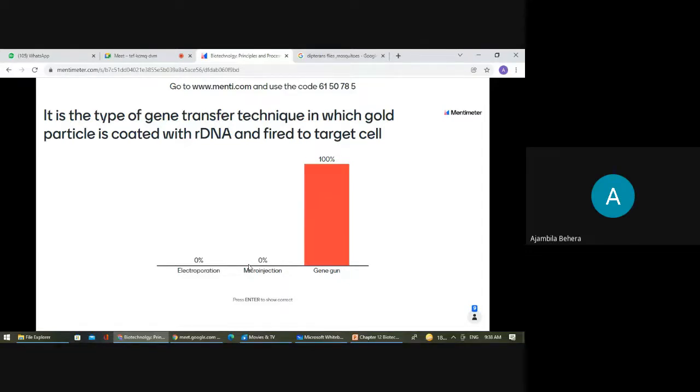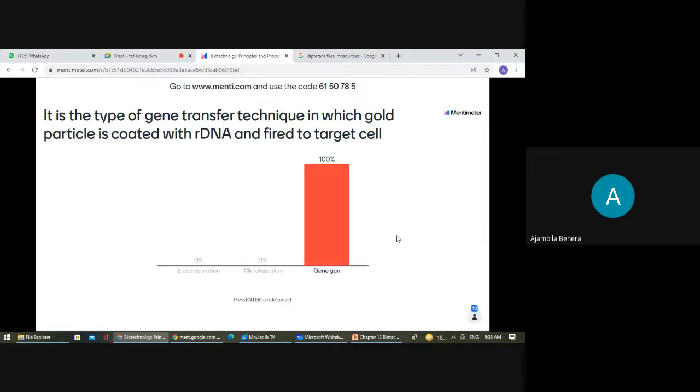So here is the type of gene transfer technique in which gold particle is coated with rDNA and fired to the target cell. All the 12 students who have responded here are saying that it is gene gun. Do you all agree? Yes, sir. Okay, so you all agree that it is gene gun.